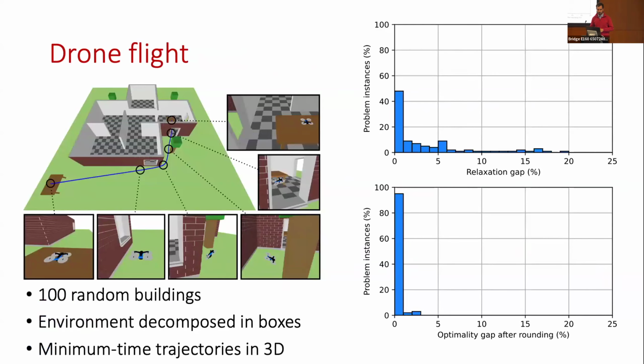We have tested this on more complicated trajectory optimization problems, for example, drone flight. Here is a histogram of the relaxation gap. In all the instances, the gap between the relaxation and the MICP cost is lower than 20%. In 50% of the instances, the relaxation is exact. And if you do a little bit of rounding, most of it is recovered cheaply, globally.